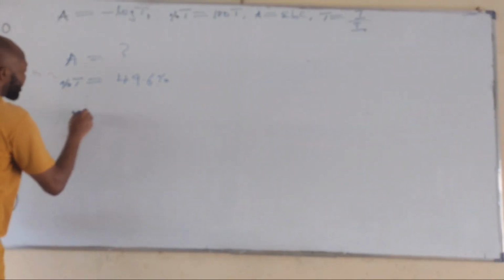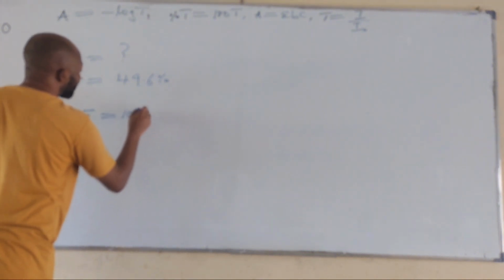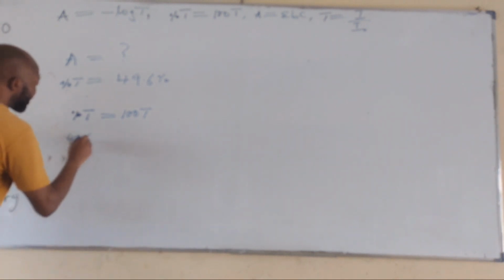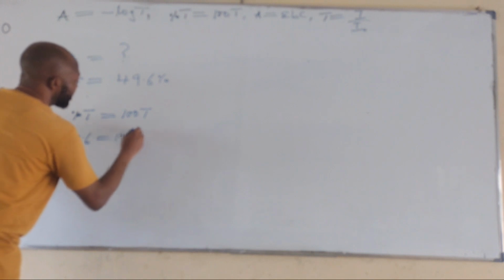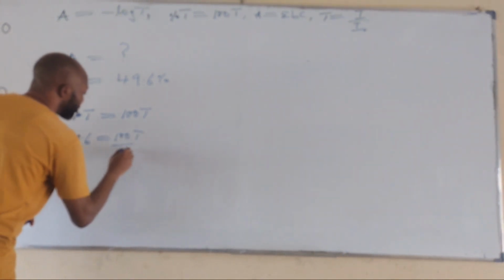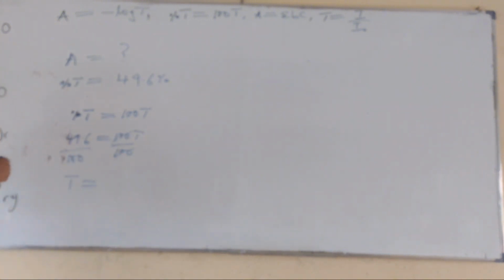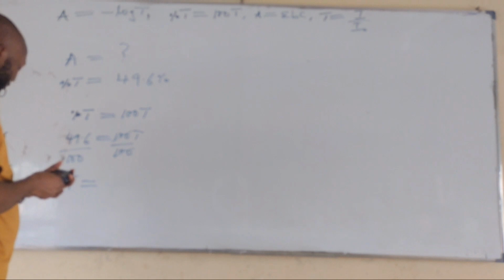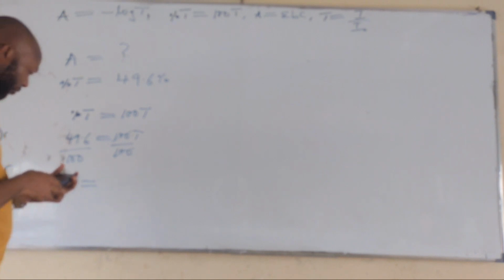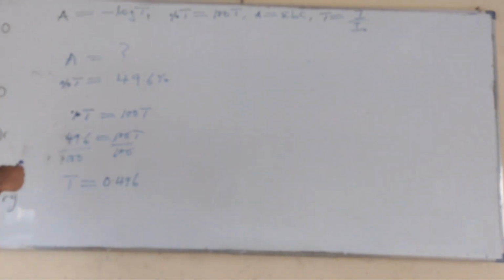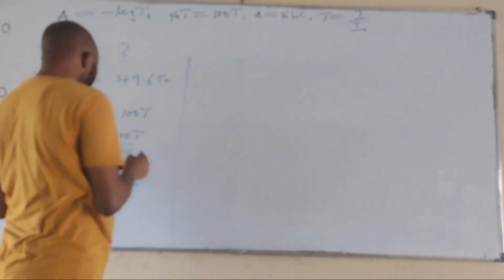So first of all, if percentage transmittance is equal to 100 T, and percentage transmittance has been given to be 49.6, then 49.6 equals 100 T. We divide both sides by 100 to get our T. So our transmittance now becomes 49.6 divided by 100, which is equal to 0.496.